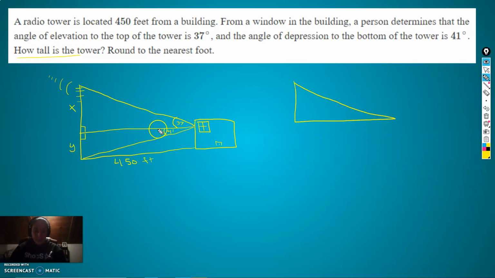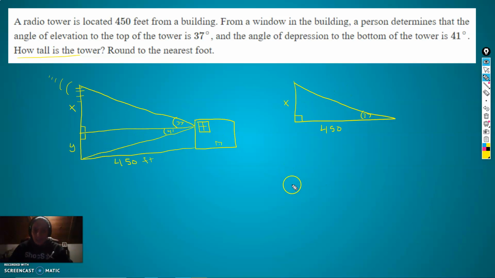How long is this side? Well, it's 450 feet. It has this angle of 37. That's a 37, not a squiggly 7. That's a right angle. That's the side I want to know, and we just don't know the hypotenuse right now, which is okay.